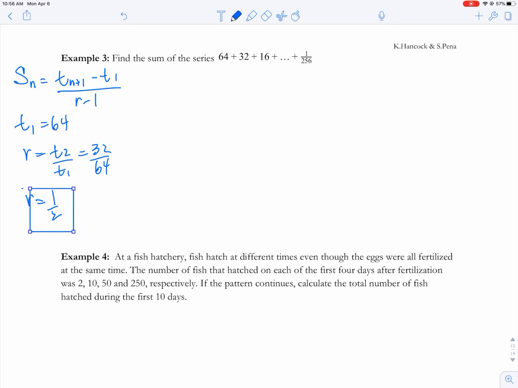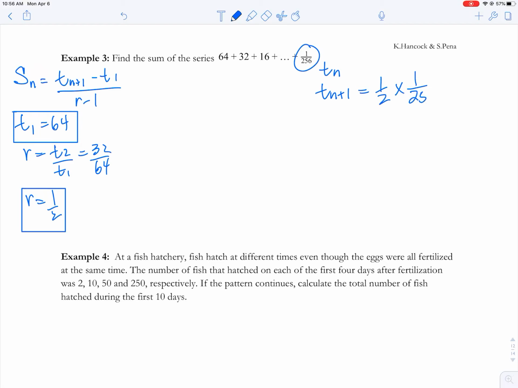We've got our R, we've got our T1. So the last thing we're going to need to do is get our Tn plus 1. If we know that this is our Tn, 1 over 256, then Tn plus 1 is going to equal 1/2 times 1 over 256. So Tn plus 1 is going to equal 1 over 512.